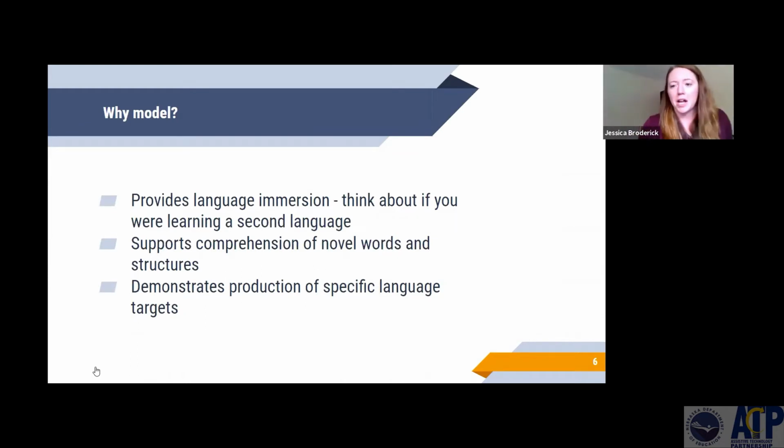I guess I got a little bit ahead of myself here, but why model, beyond that language immersion piece? It also helps support comprehension. A lot of our students who have some cognitive needs benefit from the use of visuals to help them understand our spoken language. When we model on the device, it takes some of that cognitive load or pressure off of their receptive language skills or language processing skills. So it's a built-in visual support. And then it demonstrates what we want them to be doing. We demonstrate the correct production of those targets.